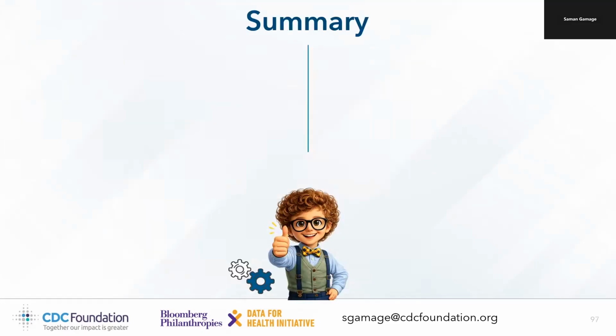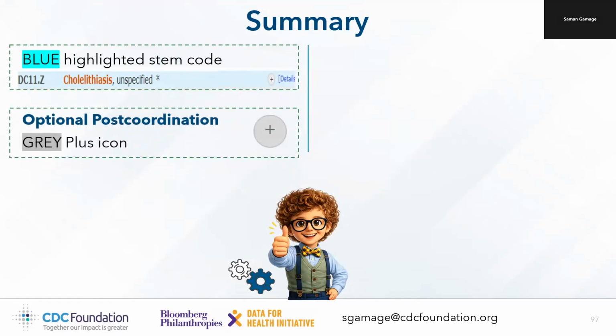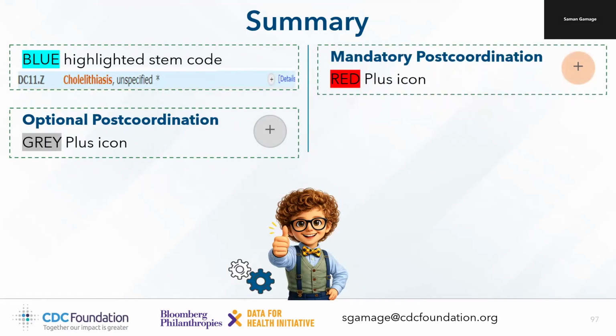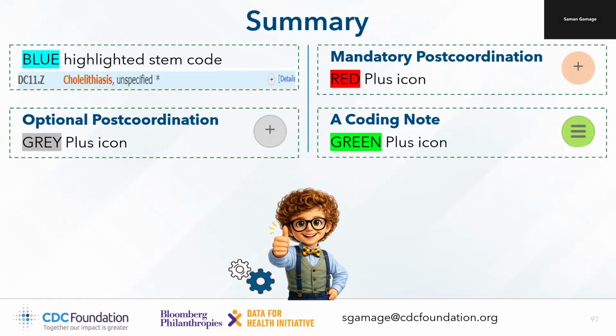Okay, so having discussed different case scenarios, let me summarize what we have learned so far. We discussed the blue highlighted stem code, so when you find the exact match, and then optional post coordination indicated by the gray plus icon, and we discussed a couple of examples. Then mandatory post coordination with the red plus icon when it is mandatory to post coordinate for additional information. Then the green icon for a coding note.